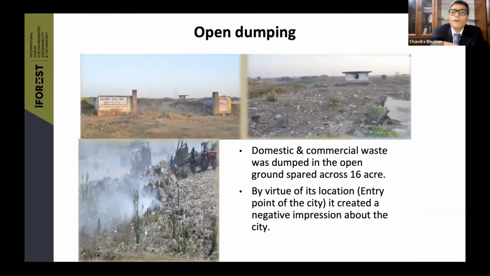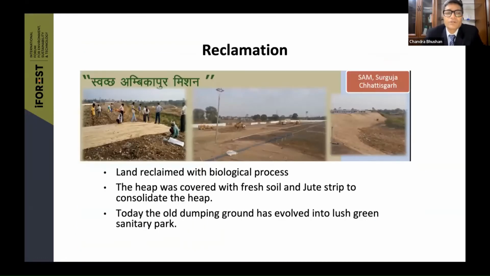This was the open dump site of Ambikapur. As you can see, it was at the entry of the city. There was fire at the open site. This was really an eyesore, a very badly managed dumping ground. This is how it looks now. They have reclaimed it with a biological process. They have covered it with fresh soil and jute, and they are now converting this dumping yard into a park.